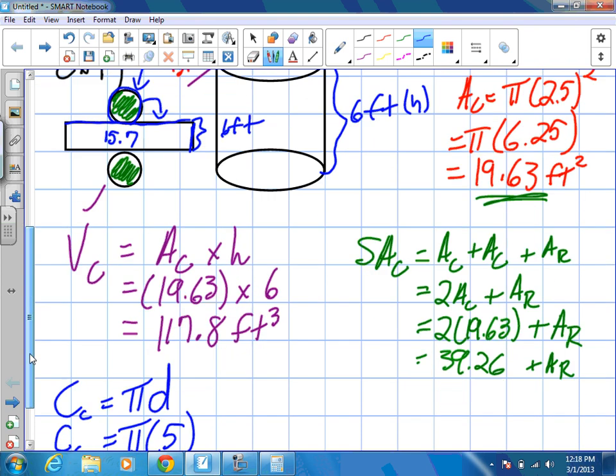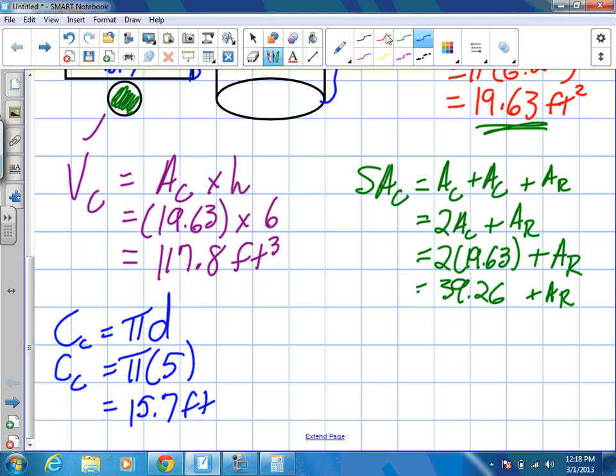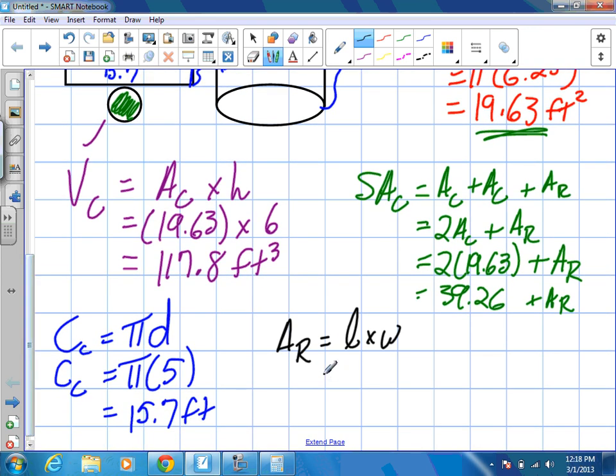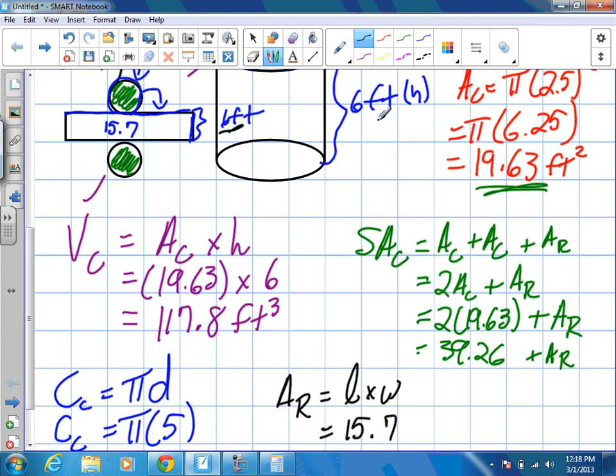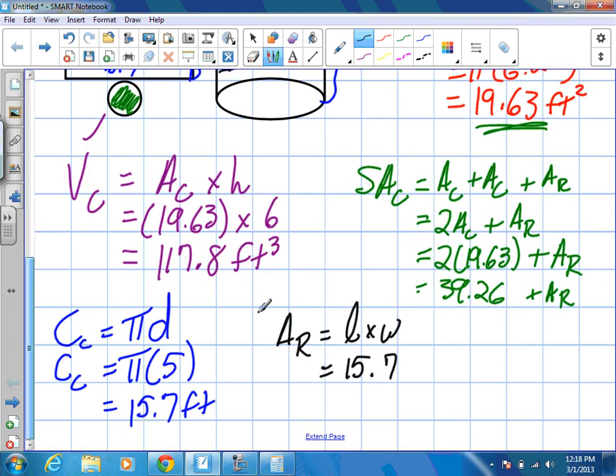We'll do this part in black. So the area of the rectangle is equal to, what is area of a rectangle? Good. Length times width. What is the length? Yeah, it's 15.7. What's the width? Not 5, but 6. Remember, it's the height of that cylinder. It's the same thing as the width. So times 6. What is it? 94.2. Am I finished? That's right. We're still not done.